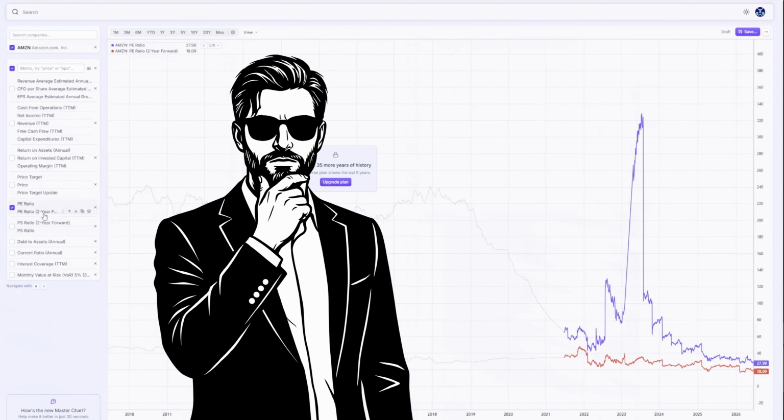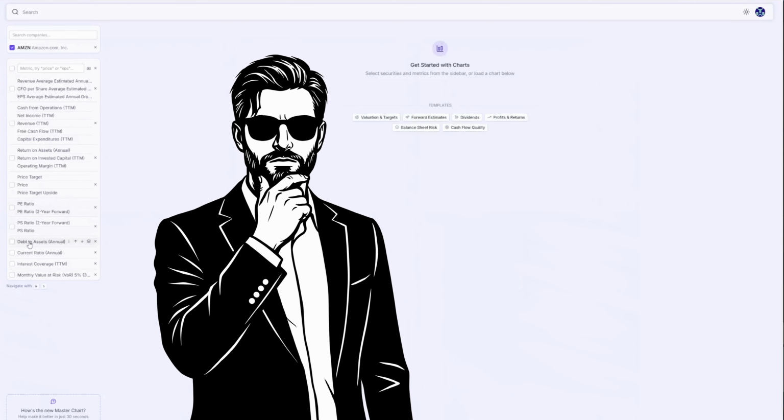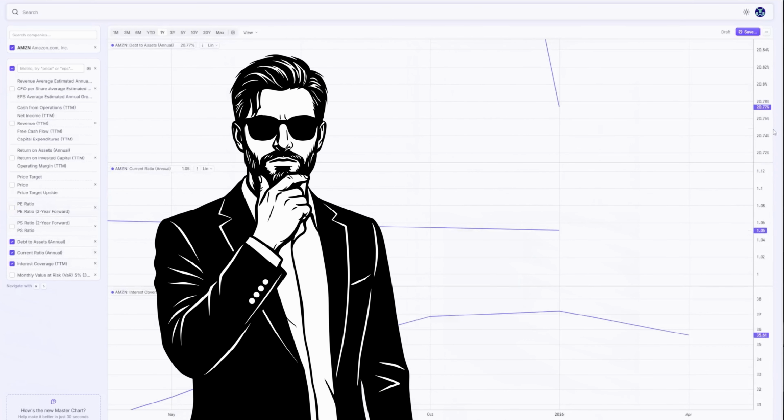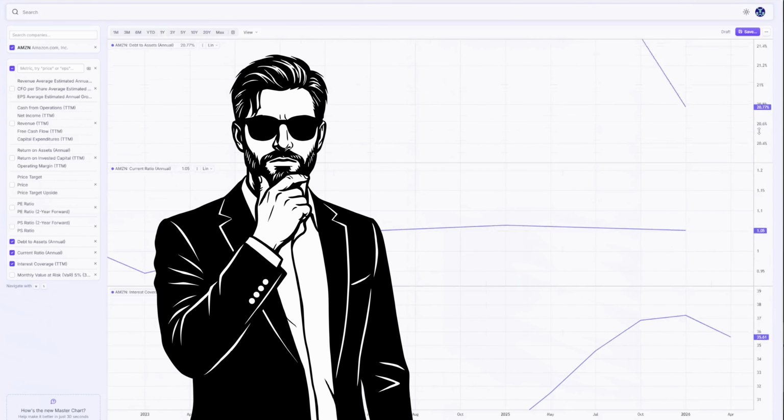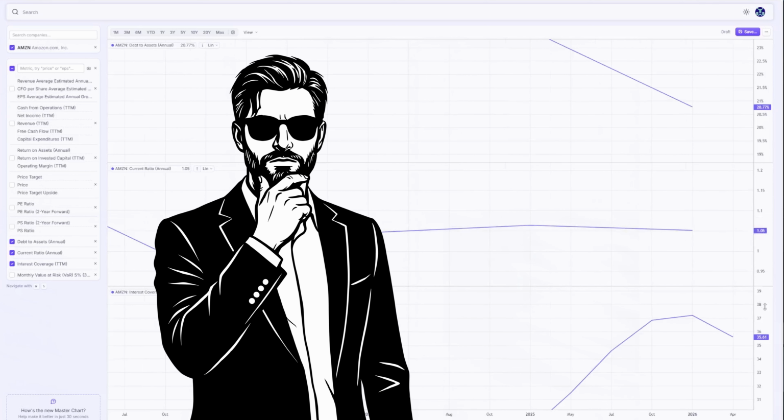And our metrics that are responsible for the health of the business, the debt to assets of 20%, well lower than 40, the current ratio 1.05, just a little bit above 1, which you like, that's good, and interest coverage of 35, well above 3, well above what we usually like.